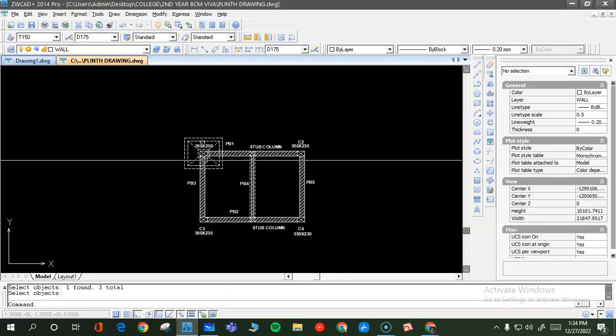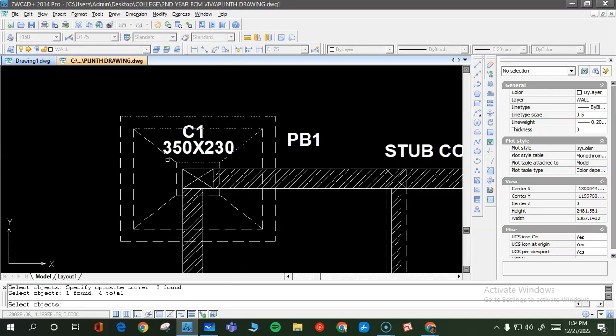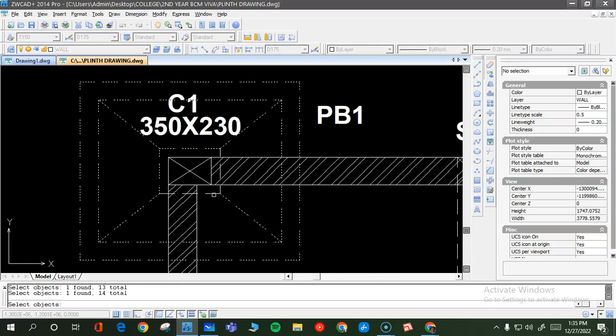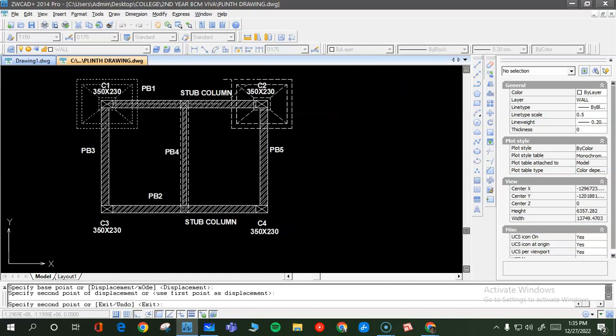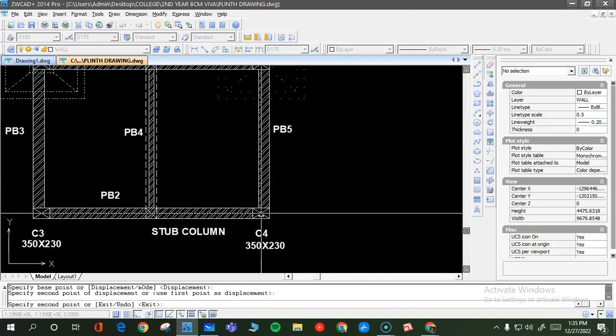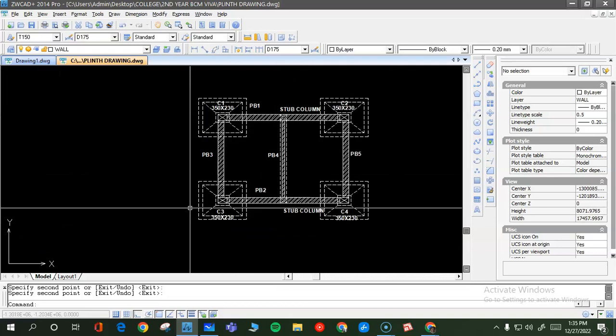So I would suggest that if possible you draw this footing for all the columns. As I said, you can assume the size of the footing. If you are not given the size of the footing, you just assume it to be 1200 by 1500, and this offset you take it as 75 on all sides of the column, and then you simply do the same thing for all the columns. So you have got the footing. So this is your key plan. You can call this a key plan.